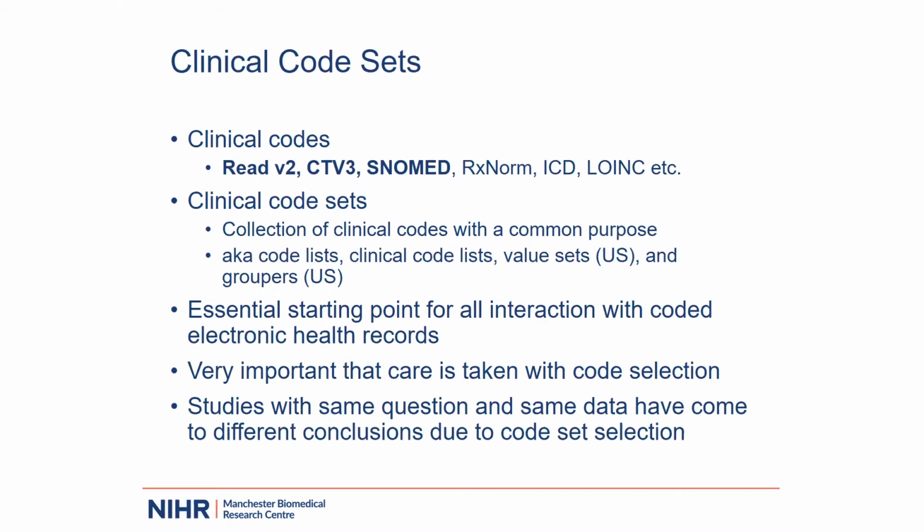Now, these code sets are an essential starting point for all interaction with coded electronic health records. So not even just research. If you're, for example, a GP who needs to find all the patients in their practice who should be shielding, and there's a very complicated list of instructions, you need to be able to use code sets. But for research in particular, it's very important that when you're making your code sets, you're very careful in how you do it. There have even been studies that have shown that when two teams have taken the same research question, they've used the same data set, but they came to different conclusions, and that was down to the code sets that they chose.